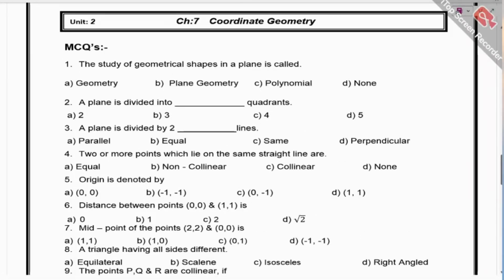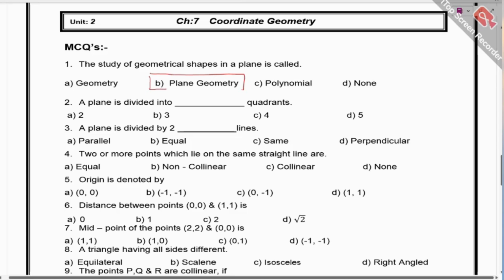So today we are going to start chapter number 7, coordinate geometry. So let's start solving the MCQs. The MCQ number 1 is the study of the geometrical shapes in a plane. So that's very simple MCQ. It's simply called the plane geometry. It is the study of geometry in 2D form.